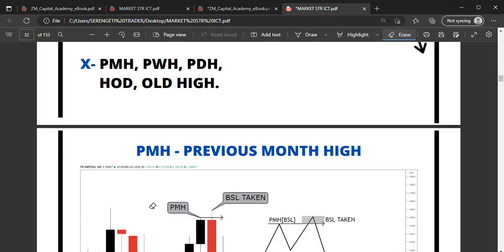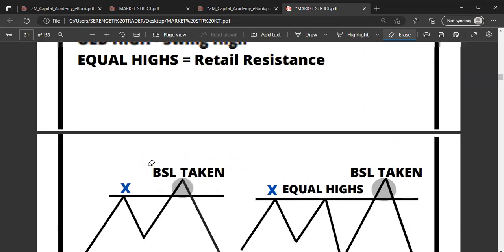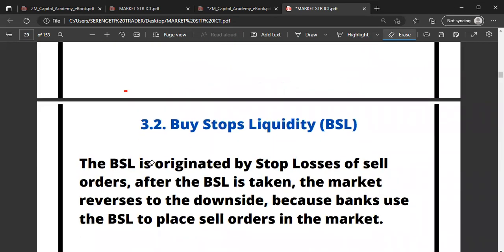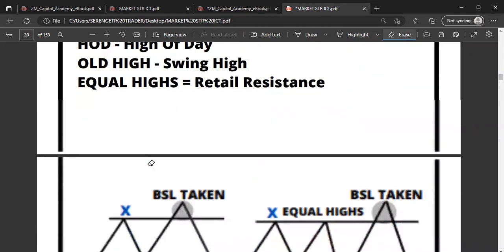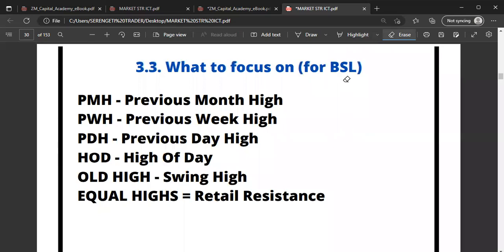So let's first see the types of buy stop liquidity. You see this here, what to focus on for buy stop liquidity. We have this one, what you call previous month's high.